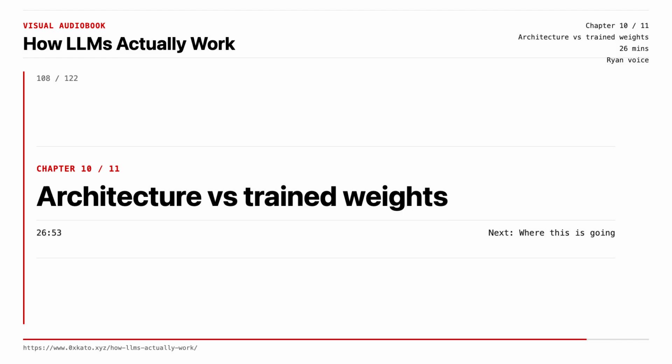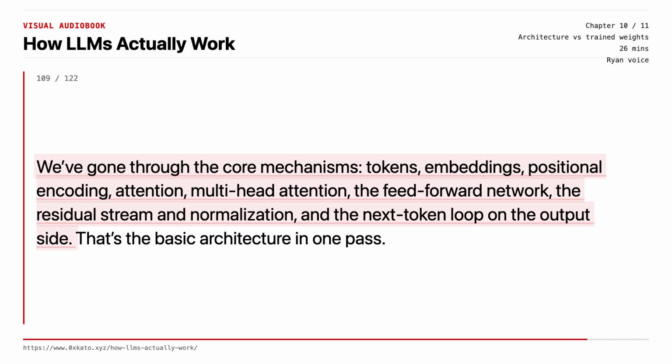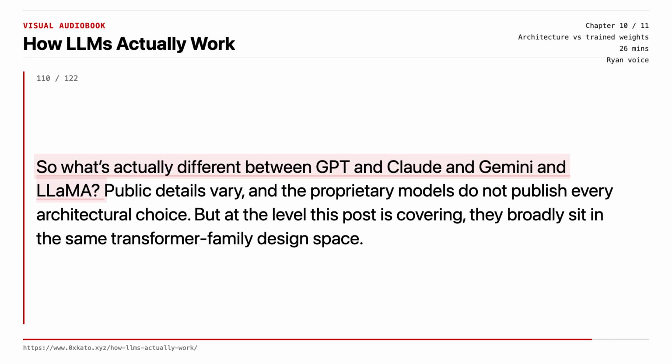Architecture versus trained weights. We've gone through the core mechanisms: tokens, embeddings, positional encoding, attention, multi-head attention, the feedforward network, the residual stream, and normalization, and the next token loop on the output side. That's the basic architecture in one pass. So, what's actually different between GPT and Claude and Gemini and Llama? Public details vary, and the proprietary models do not publish every architectural choice. But at the level this post is covering, they broadly sit in the same transformer family design space.